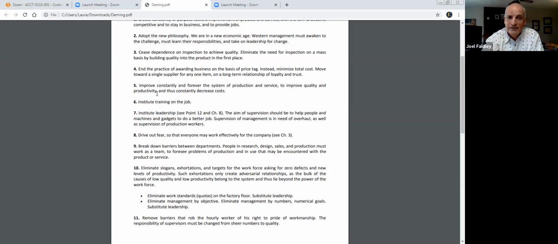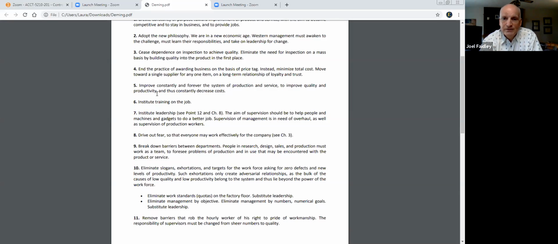I would encourage you to print this out and keep it handy. This is what successful leaders and managers do. Institute training on the job. Nobody ever gets enough training wherever you're at. Institute leadership. See point 12, and well, you don't have chapter 8. If you get the book, you'll have chapter 8.